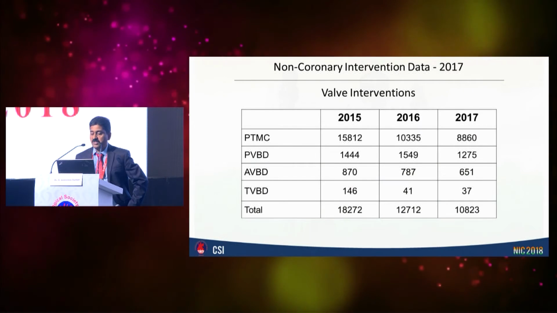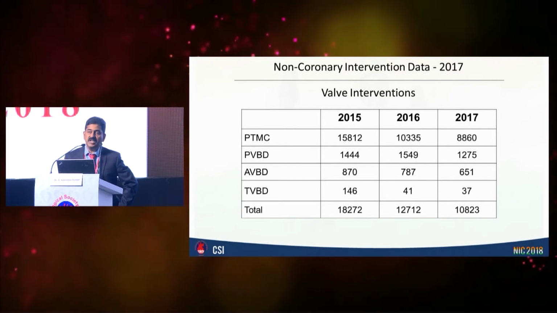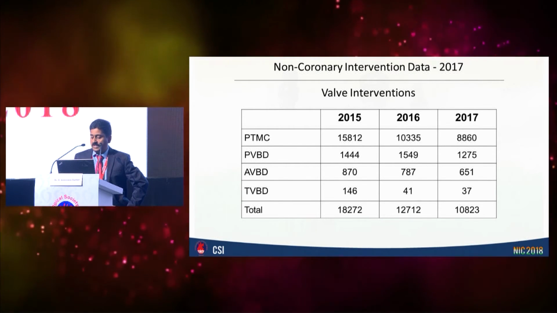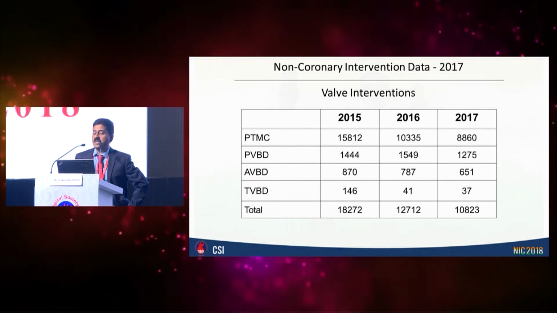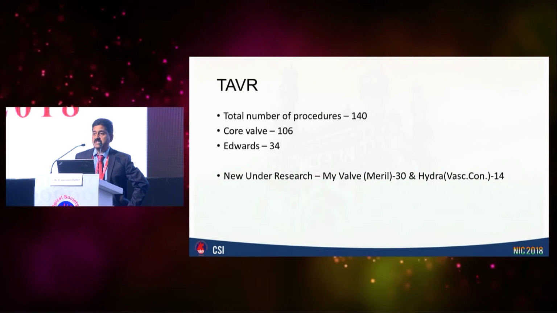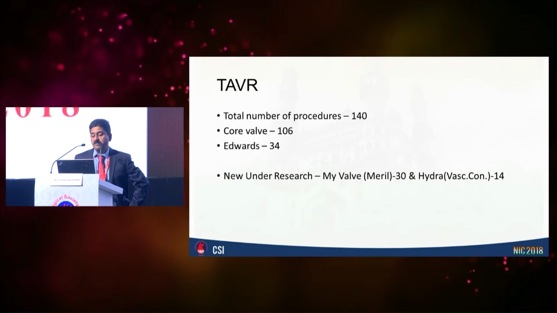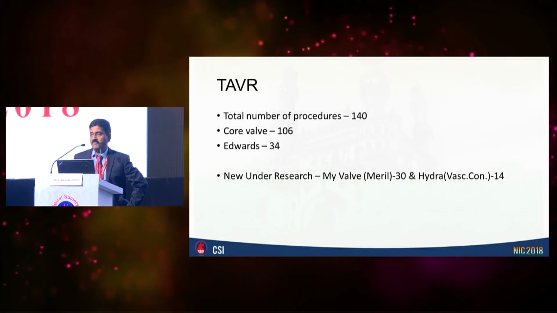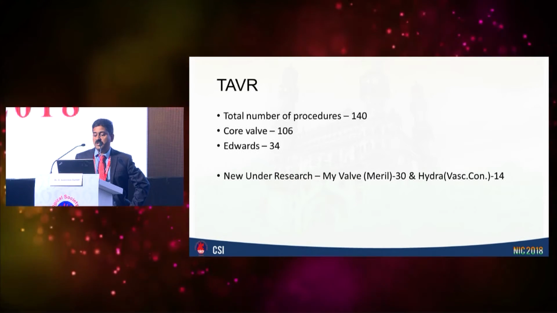And that's valve interventions. As we are thinking, India is rising. And percutaneous balloon mitral valvotomy is about 8,860 patients, with significant numbers coming from Jayadeva. Then total number of TAVRs, this is again a new interesting thing which is coming up. Maybe some more are done of late, but this is 2017 data.